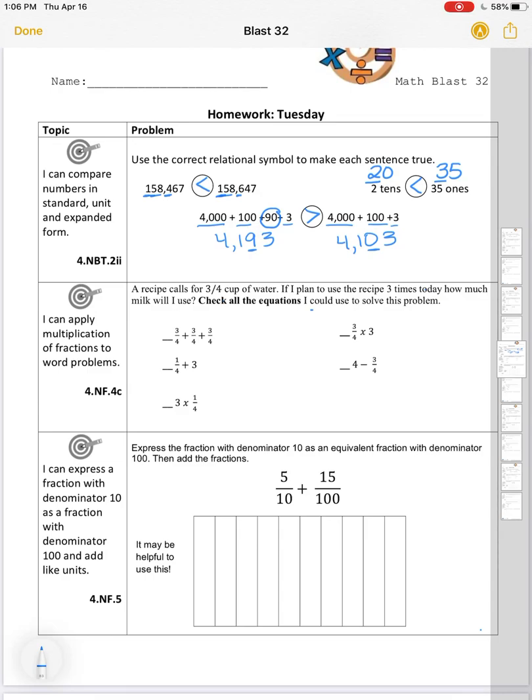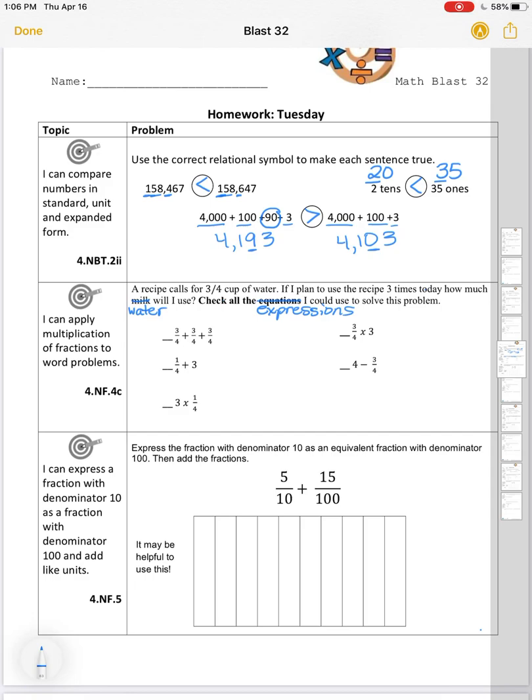I can apply multiplication of fractions to word problems. A recipe calls for 3/4 cup of water. If I plan to use the recipe 3 times today, how much milk will I use? Whoop, we have a little error here. This should say water. How much water will I use? And I need to check all of the expressions that I could use to solve the problem.